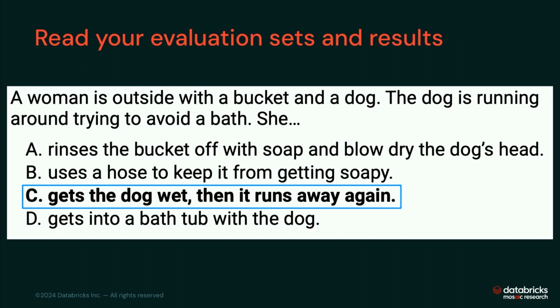Multiple choice question. A woman is outside with a bucket and a dog. The dog is running around trying to avoid the bath. She does which of the following, which makes the most sense? She rinses off the bucket with soap and blow dries the dog's head.